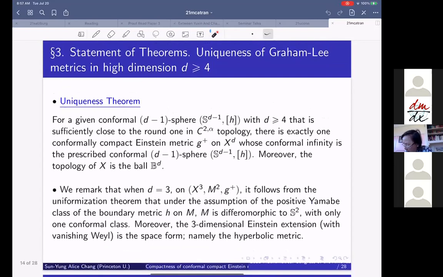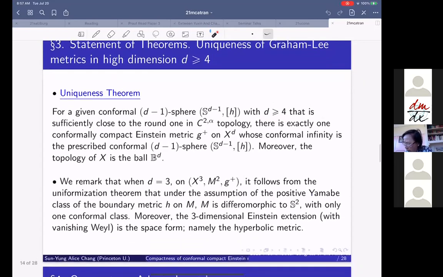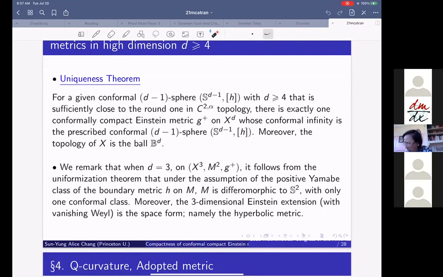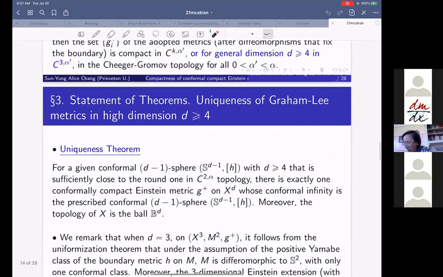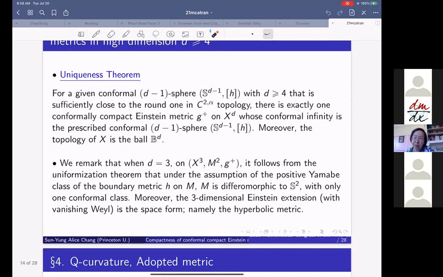Okay, so let me remark, we state this result for D greater than or equal to 4, but for D equal to 3, if our boundary has positive Yamabe class, then by the uniformization theorem, the metric H is already diffeomorphic to S2. So on S2, there is only one conformal class. So everything is unique just by the setup of the problem. And also the interior space is a three-dimensional Einstein manifold, but such a manifold has vanishing Weyl tensor, so it's already a space form. So the interior extension is already the hyperbolic metric. So this compactness and uniqueness theorem are all true in this setting, naturally.